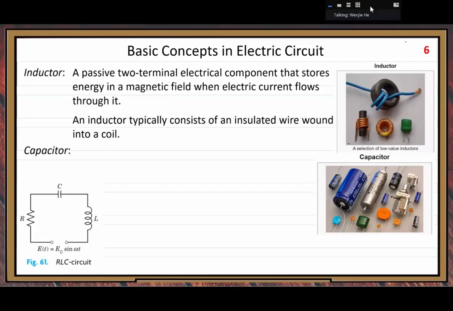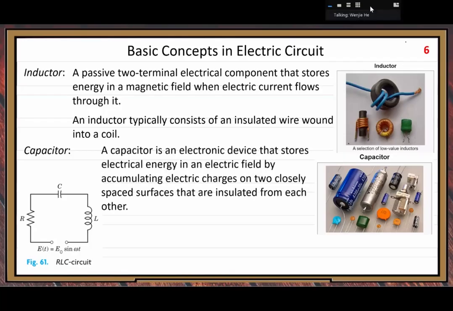Then the third type, capacitor. C, capacitor. A capacitor is an electronic device that stores electrical energy in an electric field by accumulating electric charges on two closely spaced surfaces that are insulated from each other. Inside this cylindrical device, two closely spaced surfaces. It is a passive electronic component with two terminals.